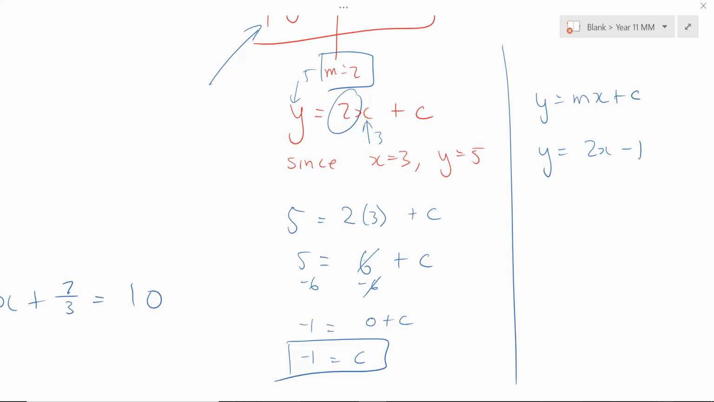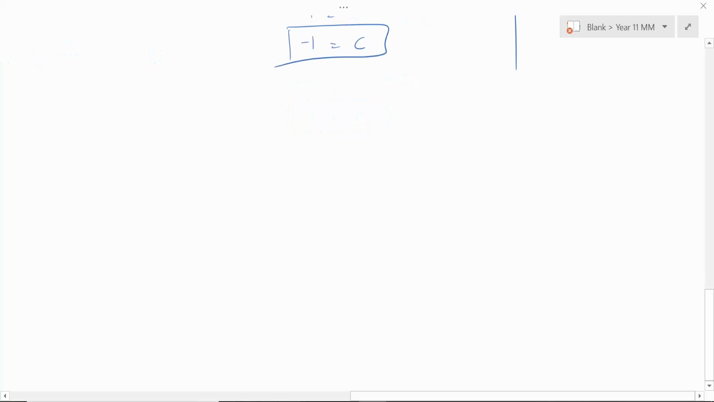All right? Okay, now 2D. Let's have a look at 2D. What was 2D about again? What are we doing in 2D? Sketching.